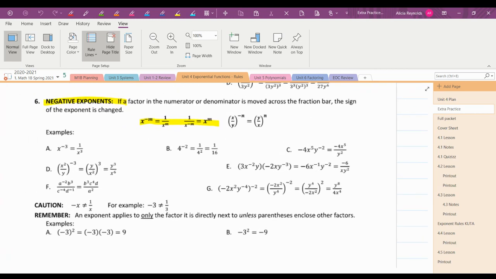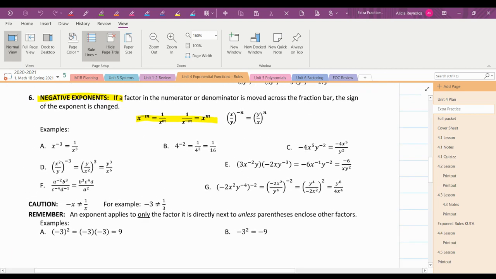So we have some examples here. And this is the same example as the one that we were just looking at. So that's supposed to be a highlighter. My pen is being funny. There we go. So that's the same example. Here we see that we have negative y to the negative 2nd power is going to become y squared on the bottom.